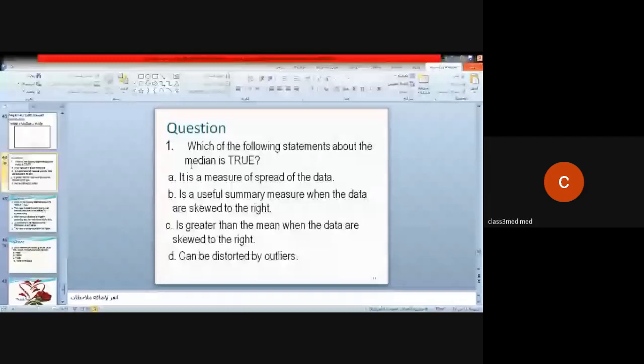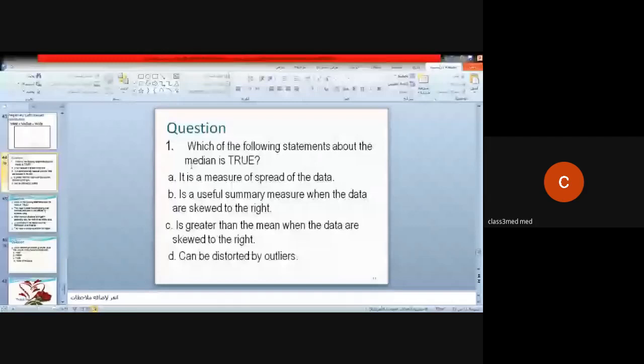And here I have three multiple choice questions. You need to look at them and think about the answer. Question 1: Which of the following statements about the median is true? You read each one and find which one is a property or characteristic of the median. A: it is a measure of rank order. This is of course wrong, because it is a measure of central location.